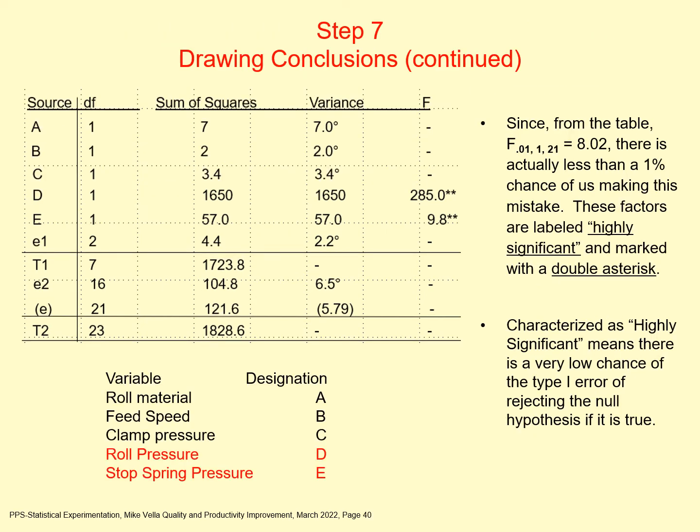Well, since we have our statistics book open and we've looked at the F table for 5%, what the heck, why don't we take a look at the F table for 1%, degrees of freedom 1 and 21, and we find that that critical number is 8.02. And since 285 for factor D and 9.8 for factor E are still greater than 8.02, we can also say that there's less than a 1% chance of us making a mistake when we call these two factors, roll pressure and stop spring pressure, as significant. These are highly significant, and we put a double asterisk behind the F.